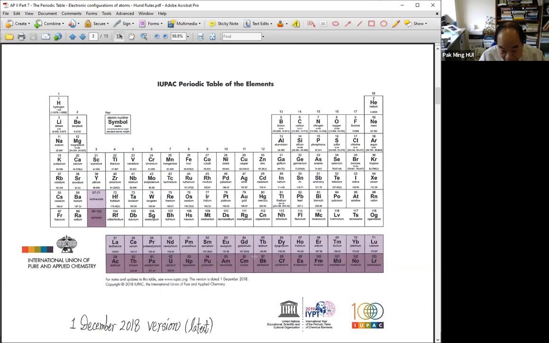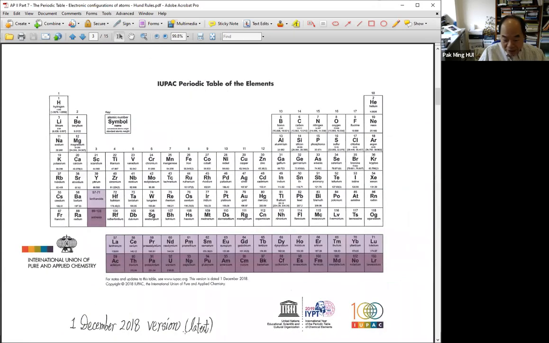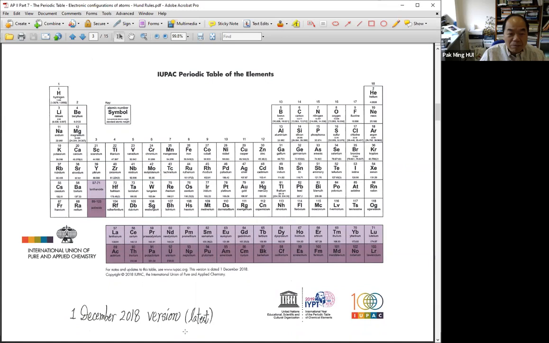Here, 98, sorry, 99, this is Einsteinium, named after Einstein for some reason. Okay, so this is the latest periodic table. The story behind it is wonderful. If you have time, look it up.